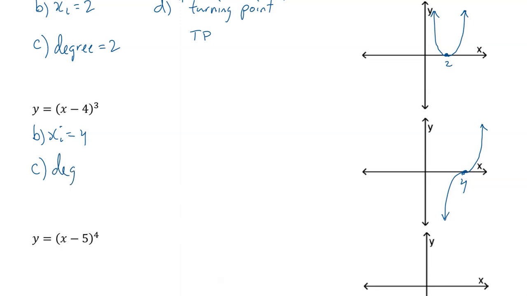Degree? So again, I can imagine expanding this. It'd be x minus 4 times x minus 4 times x minus 4, right? I'd be multiplying that bracket, x minus 4, times itself 3 times. That's what an exponent means. So my leading term would be x times x times x, which would be x cubed. So this is cubic. We already kind of know that. Degree 3.